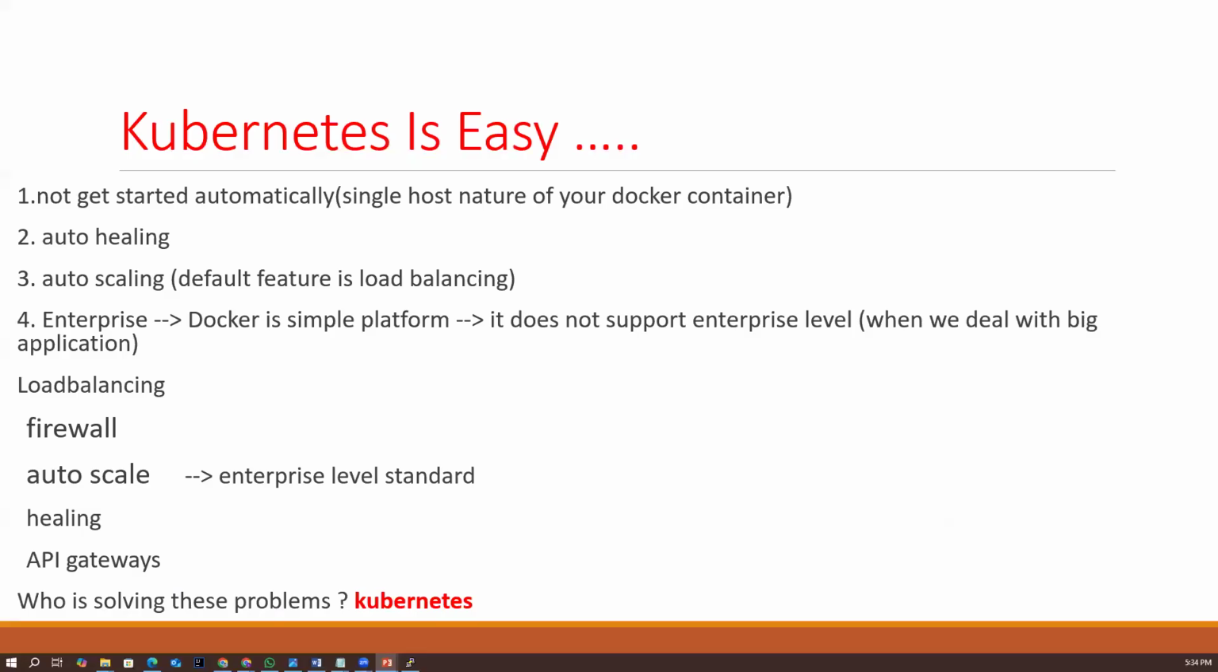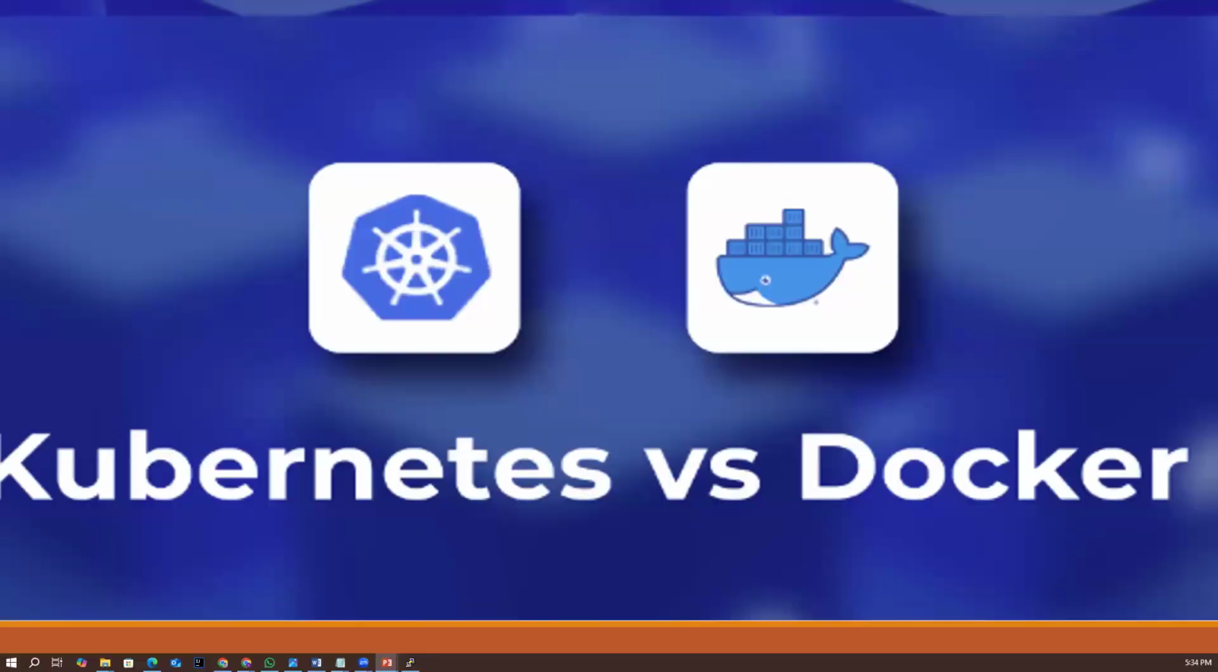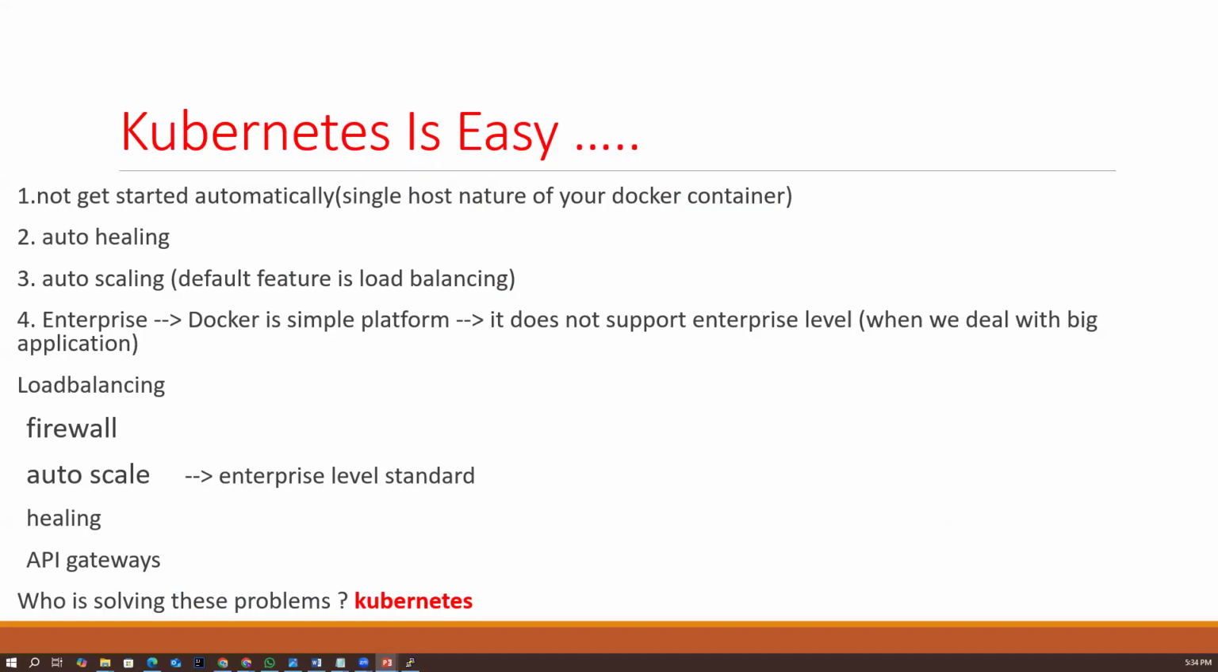Kubernetes is very easy. Docker has no automatic restart, it has the single host nature of the Docker container, no auto healing, no auto scaling. Enterprise load balancing, firewall, auto scaling, healing, API gateways: who is solving these problems? Kubernetes. Docker has no auto scaling and no auto healing, so Kubernetes will auto heal all these problems.